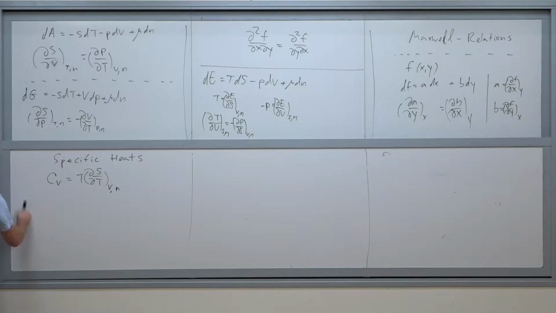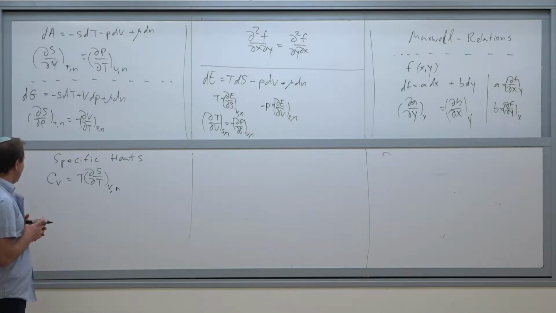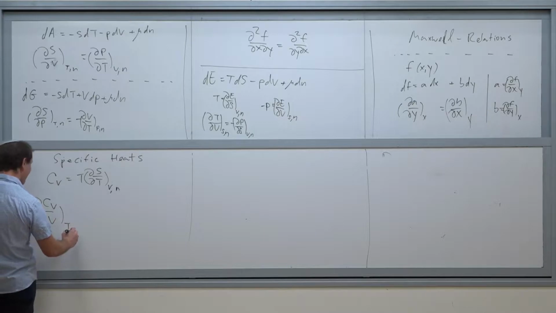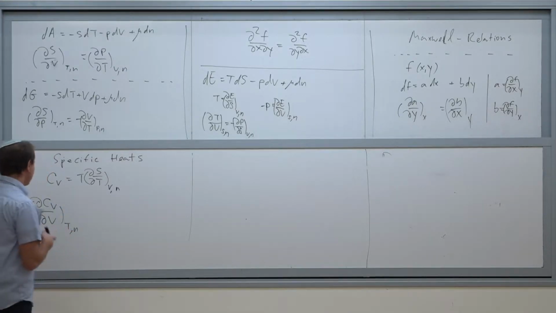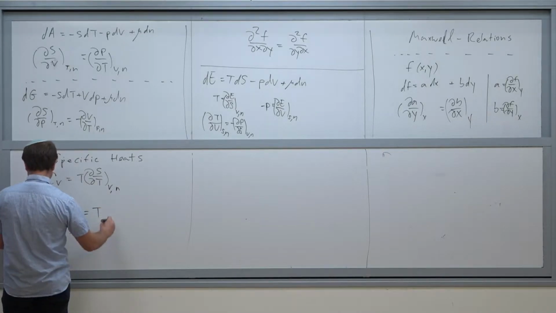Now, sometimes it's important how the specific heat is actually changing with the volume. So I want to compute dCV/dV, while keeping temperature and the number of moles constant. How do I do this? I'm just basically saying it's T.